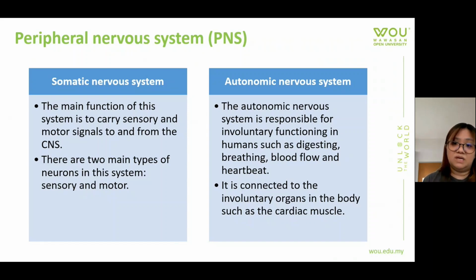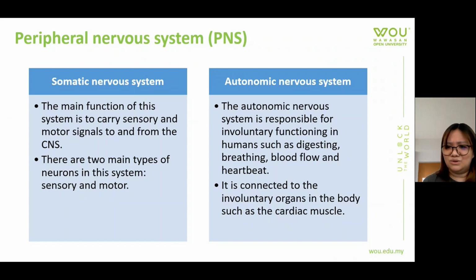in the sense that it is responsible for the involuntary functioning of the human being. Like for example, our digestive system, breathing, blood flow, and also our heartbeat. All these processes constantly happen without your knowing, right? So you breathe naturally, you don't control it. When you're hungry, right?